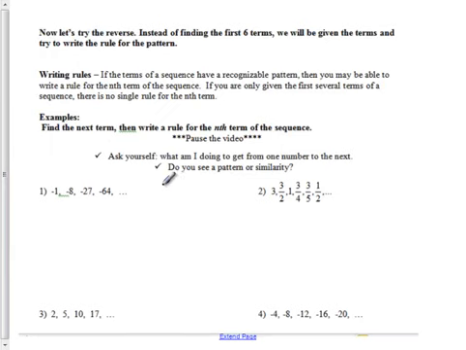So instead of finding the first 6 terms, we will be given the terms and we want to find a pattern or a rule. So this is called writing the rules. So we want to recognize a pattern.